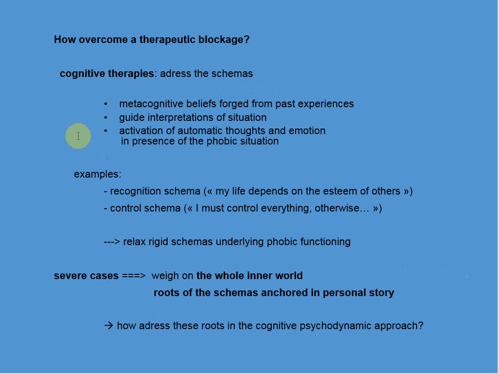So, for example, people may have a recognition schema. Recognition in the sense of needing to feel valued. So my life depends on other people liking me. And if I'm worried that other people may not like me, then I may avoid other people. Or having a control schema: I must always be in control. If I'm not in control, X, Y, Z might happen. We might try to help clients, therefore, to relax these rigid schemas that they built up that underlie the phobic behaviour.